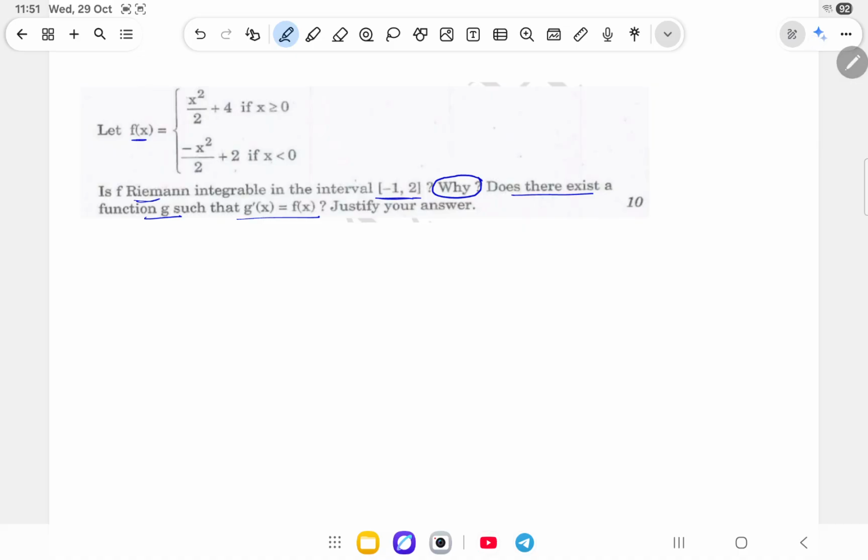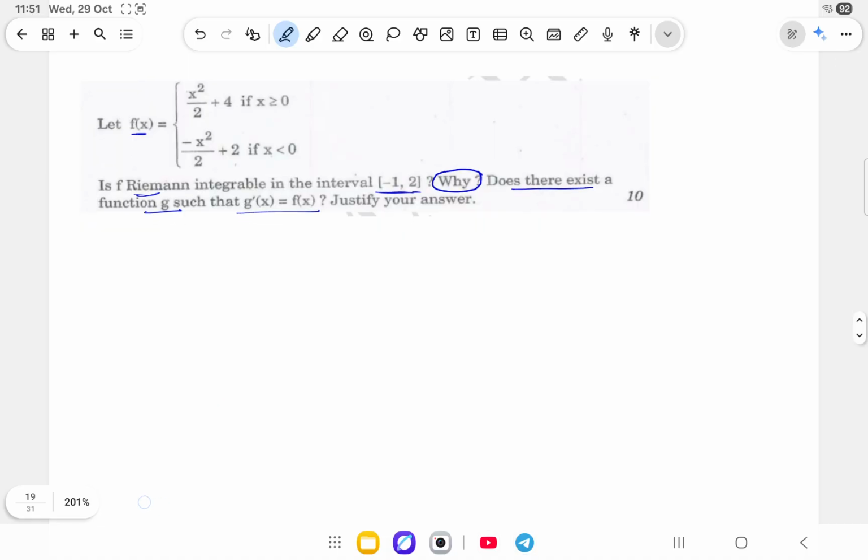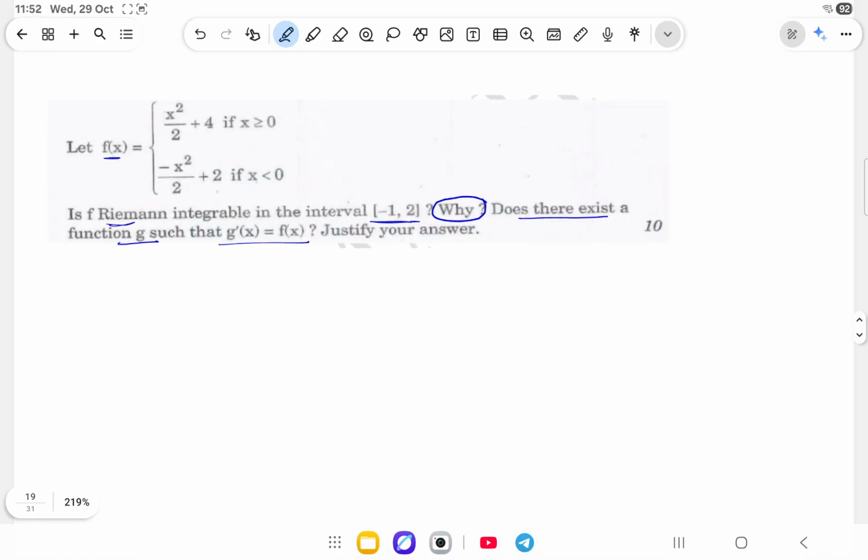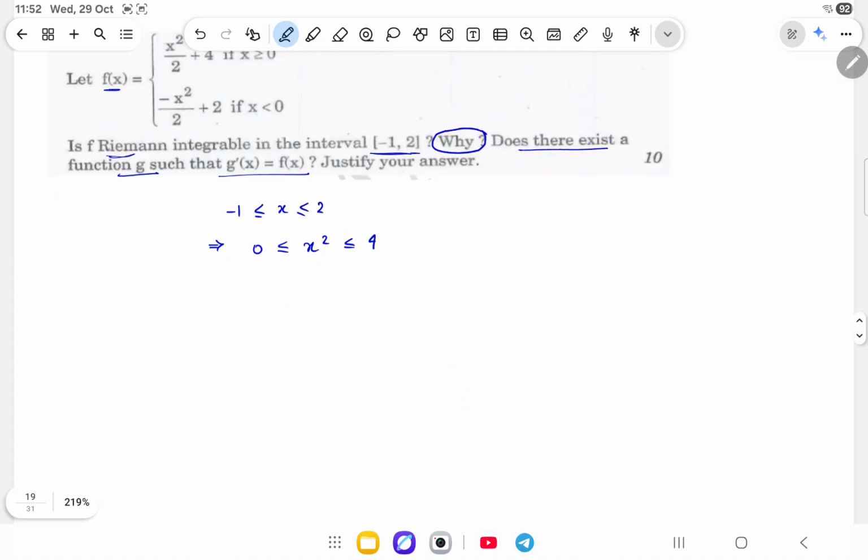The first necessary condition for a function to be Riemann integrable is that it should be a bounded function. So let's check first whether the function is bounded or not. Since our x lies in the closed interval minus 1 to 2, from here x square will lie between 0 and 4, and x square by 2 will be this.